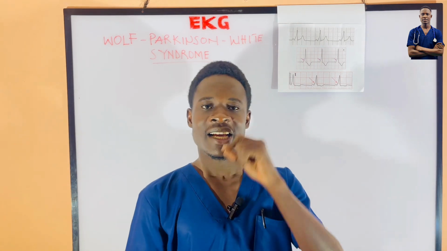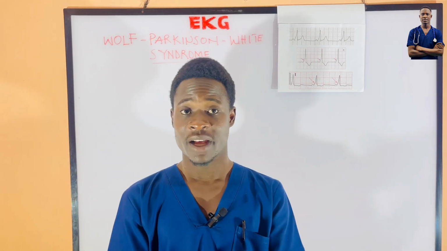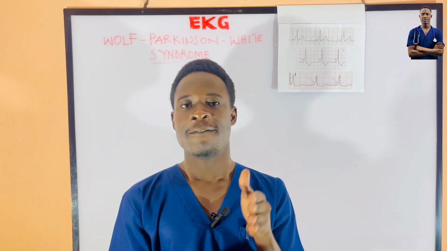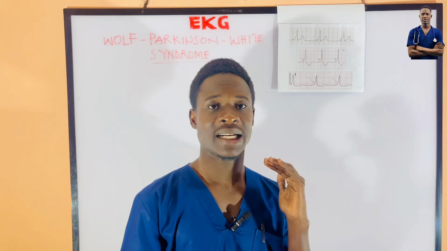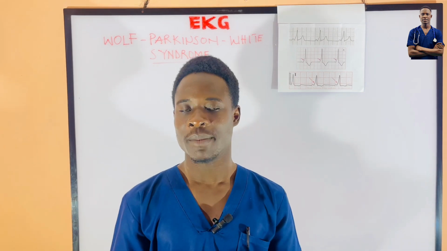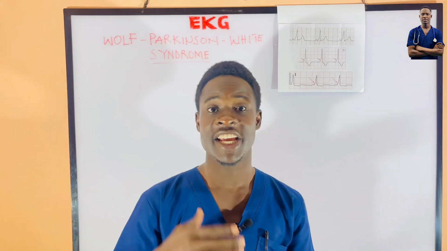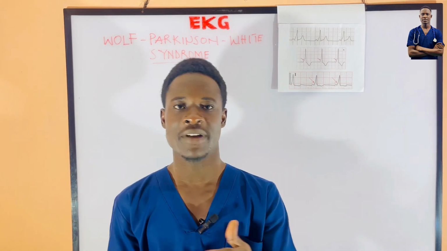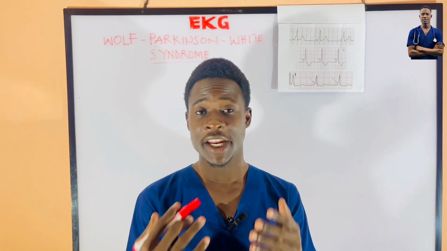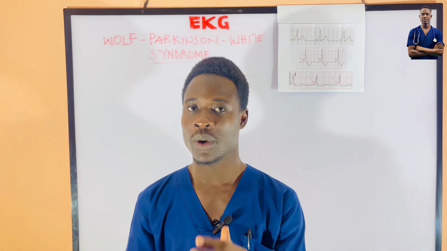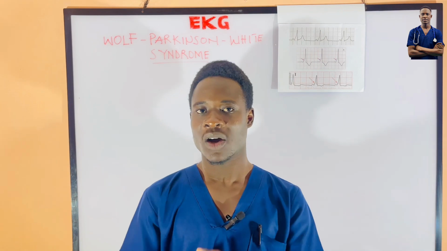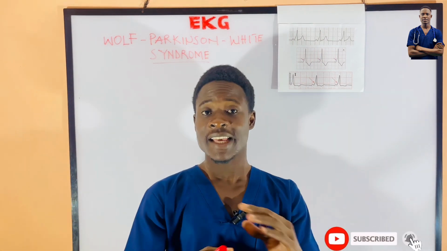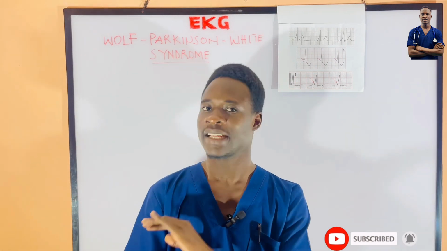And because of that, this pathway gets the impulses to the ventricles faster than the impulses that pass through the AV node. And because of that, there's early depolarization of the ventricular myocardium, forming a new wave called the delta wave. So with this syndrome, when you forget everything about it, please don't forget the delta wave.